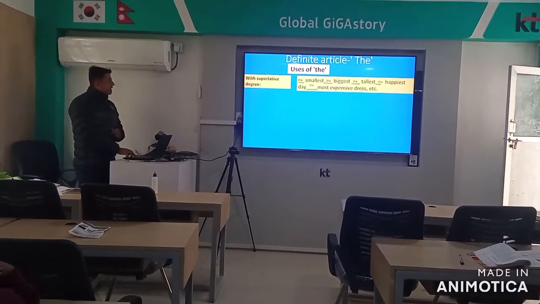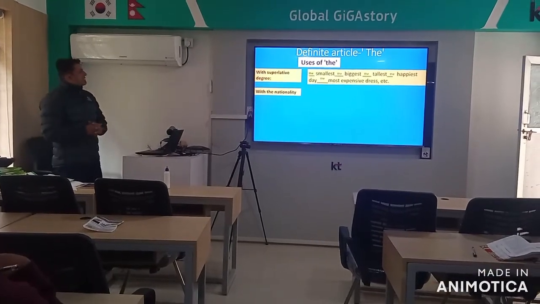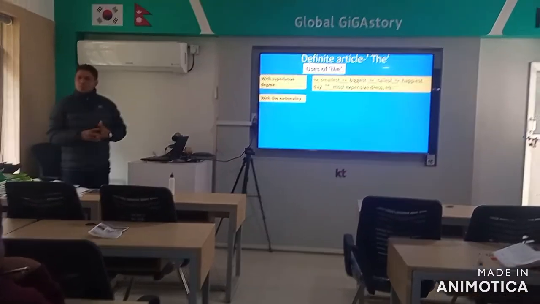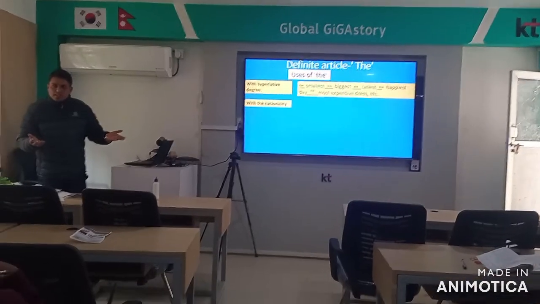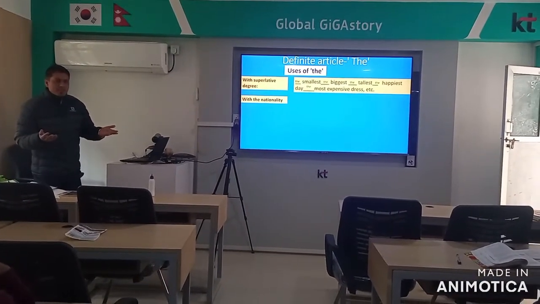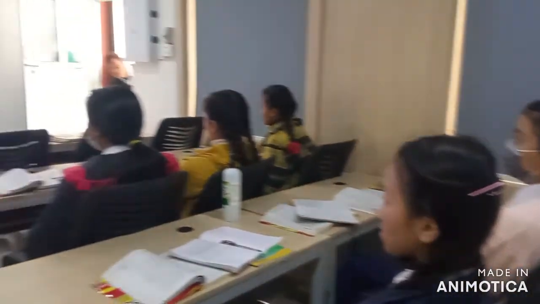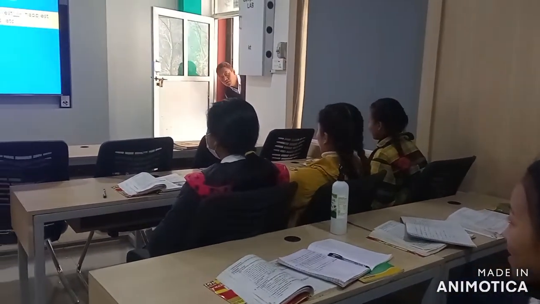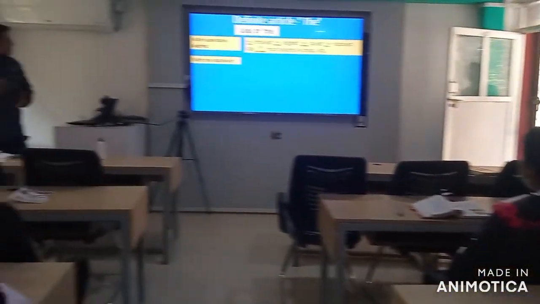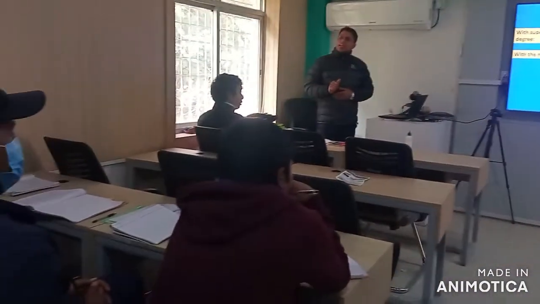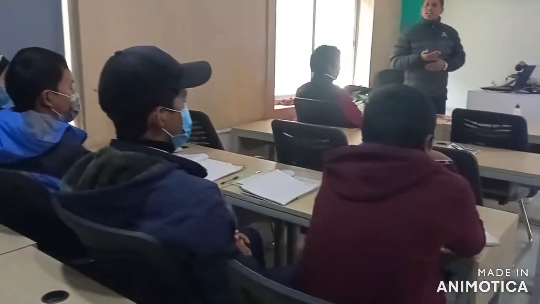Okay, now come to the next one. With nationality, you know nationality. Can you give me some examples of nationality? Nepalese, Chinese, Indian, American, Canadian. These are nationalities. Before the nationality, you are supposed to use what? Definite article, the.